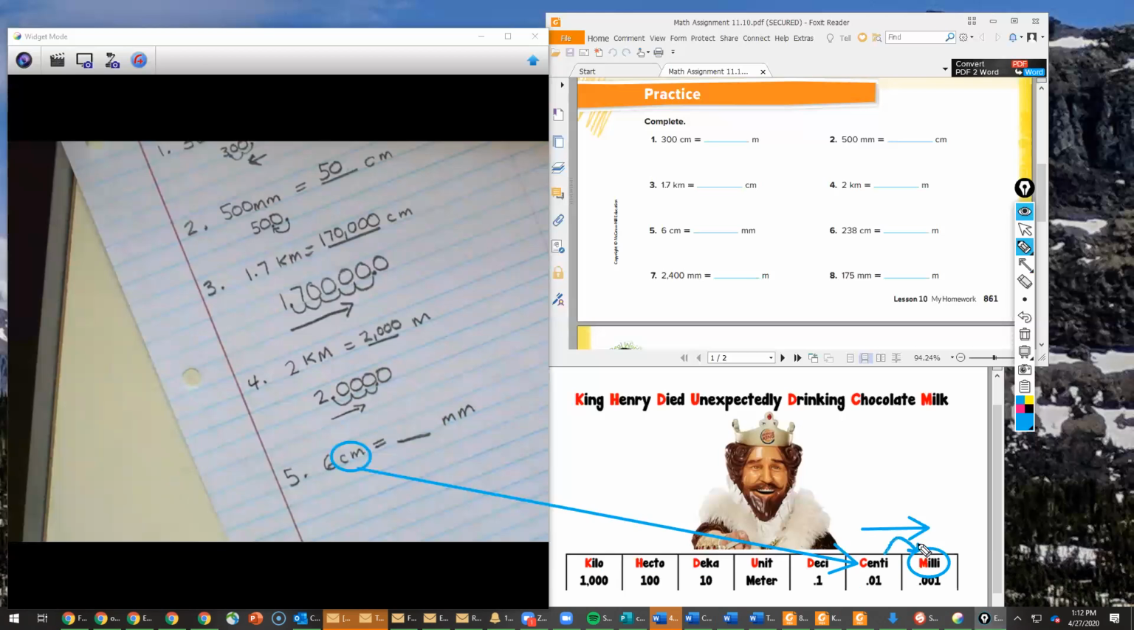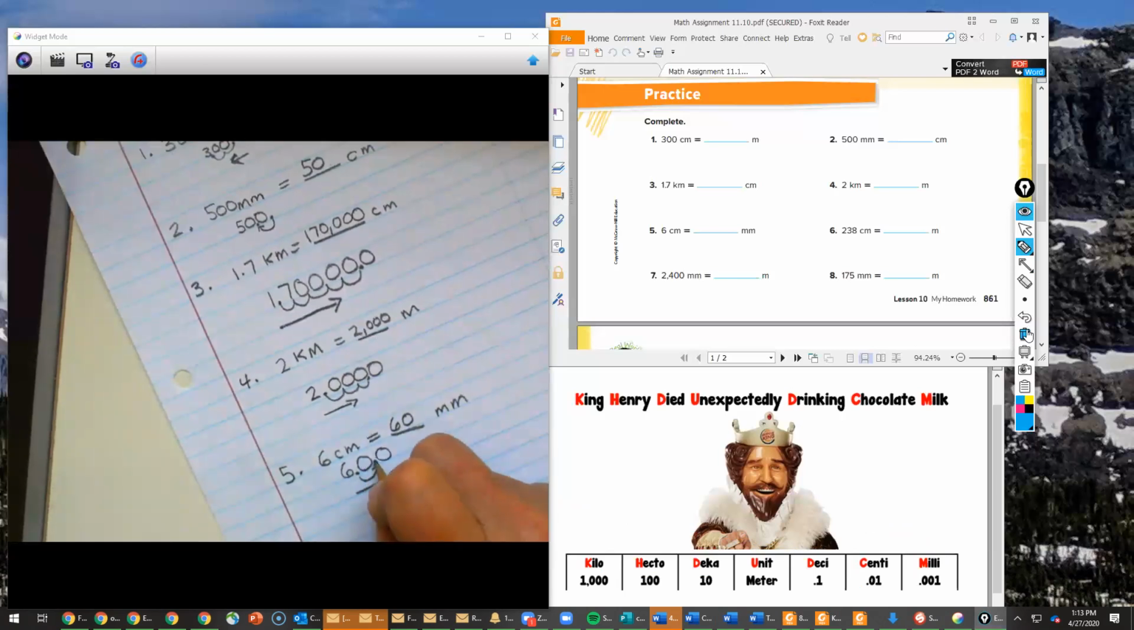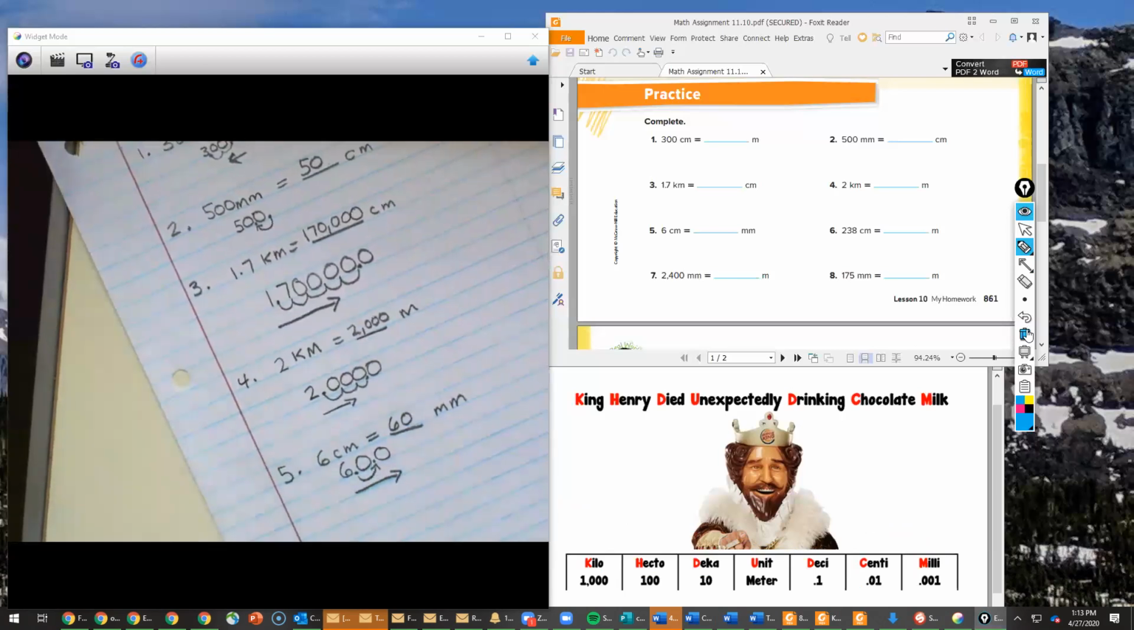So that means I'll take my 6 centimeters and I'll be moving it 1 jump to the right. I'll start by putting a decimal, annex a few zeros, and I'll move the decimal 1 jump to the right. So now 6 centimeters equals 60 millimeters. Remember, I don't have to add extra zeros after the decimal if I don't need to. I can just leave those blank.